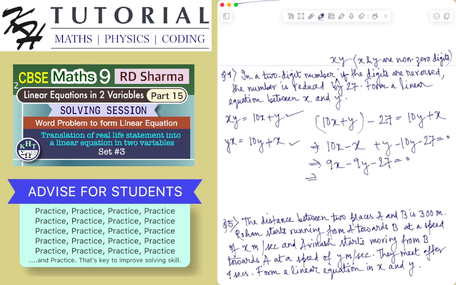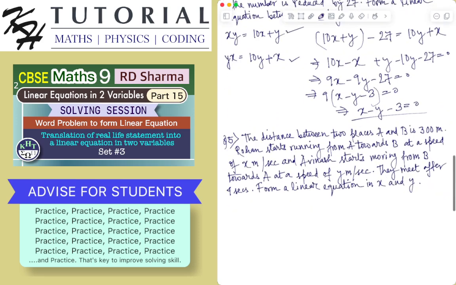I can factor out 9 from the LHS, and I have 9 into x minus y minus 3 is equal to 0. Now I will divide both the LHS and RHS of this equation by 9, and I will have x minus y minus 3 is equal to 0. So this is the linear equation between the digits x, which is the tens digit, and y, which is the units digit.